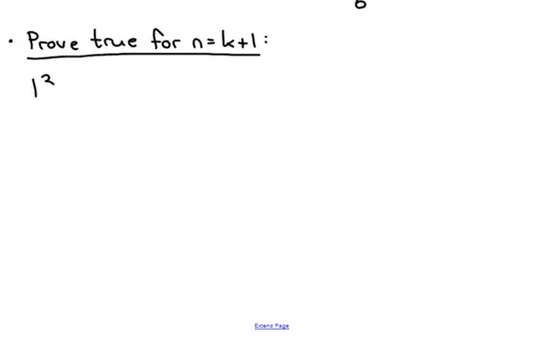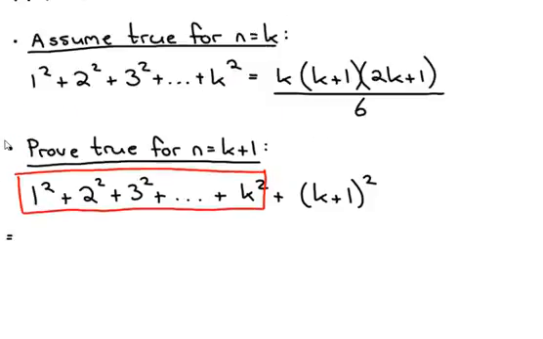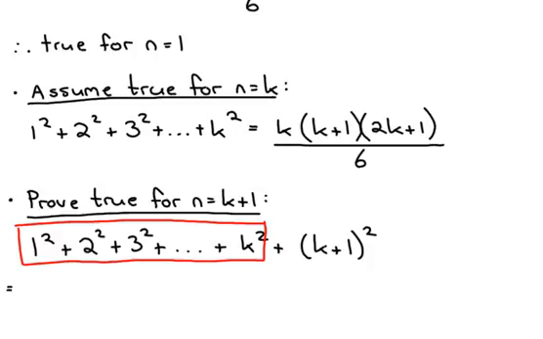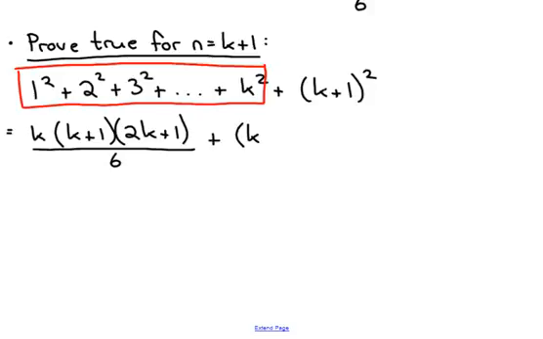So I start with my left-hand side. I've got 1 squared plus 2 squared plus 3 squared, and it goes all the way up to k squared, which is just before k plus 1 squared. So we end on k plus 1 squared. Now I know from the previous step that I know exactly what that is worth, that is this expression here. So I can replace it with that expression. So that's equal to k times by k plus 1 times by 2k plus 1 over 6, and I add k plus 1 squared.